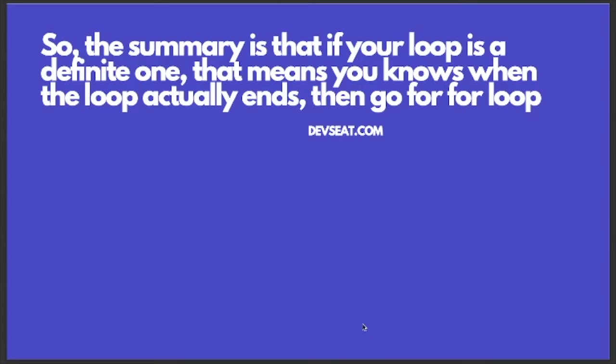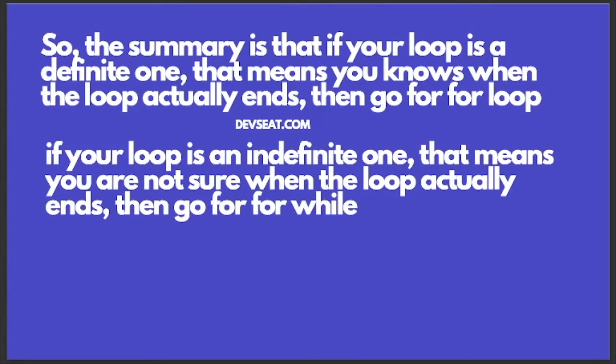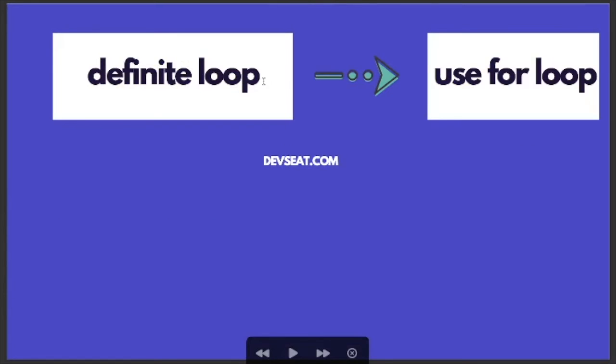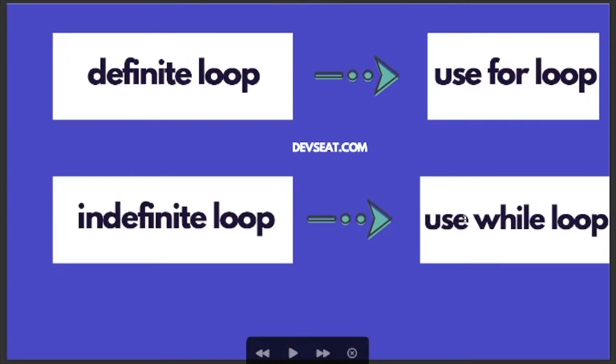So the summary is, if your loop is a definite one, that means you know when exactly the loop ends, then in case of definite loops, go for a for loop. If your loop is an indefinite one, that means you are not sure when the loop actually ends, then go for a while loop. Definite loop, use for loop. Indefinite loop, use while loop.